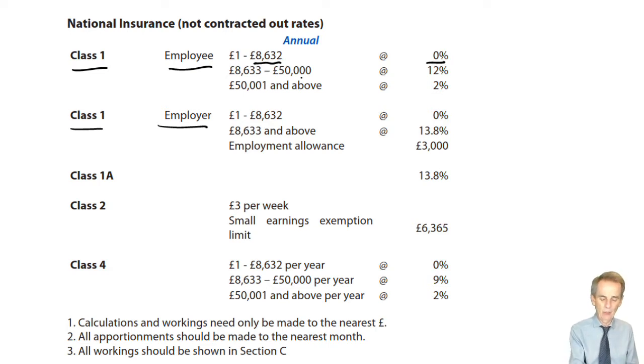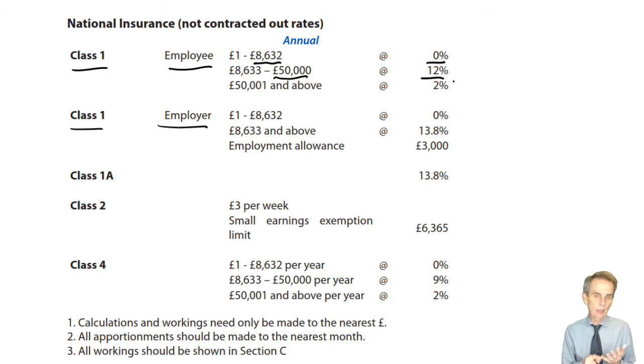Then between that lower limit and up to an upper limit of £50,000, the main rate of Class 1 employee NIC is chargeable, 12%. Now, what this is chargeable on, we'll see the precise definition in a few minutes' time, but it's basically, of course, on your salaries and wages, your cash earnings. So that's the main rate, 12% between the lower limit and the upper limit. The lower limit, 8632, up to which you do not pay, and then above 8632 and up to £50,000 of employment income, 12%.